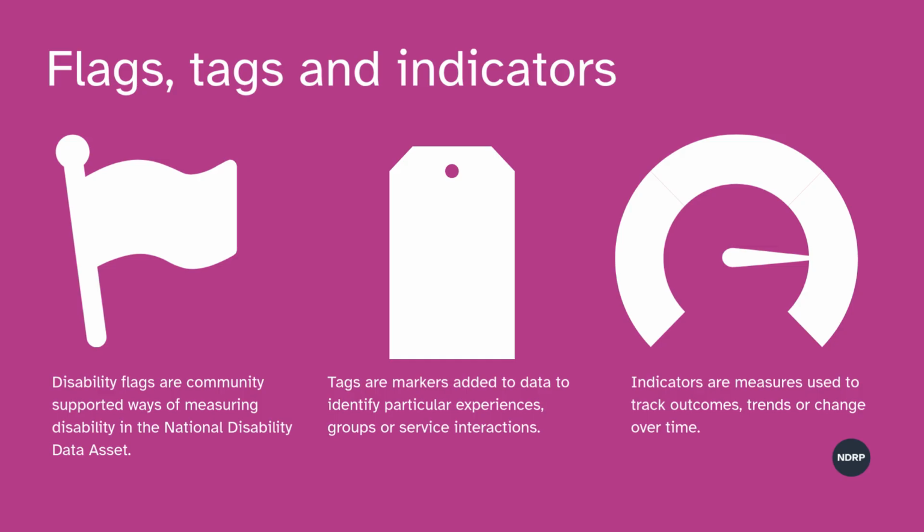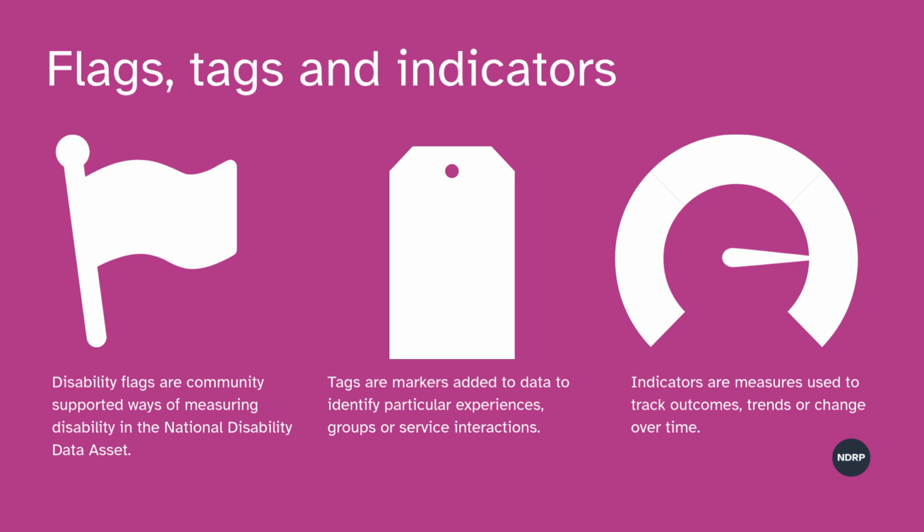Flags, tags, and indicators. Another thing you will often hear in disability data is the language of flags, tags, and indicators. And while they can sound technical, the ideas are actually quite practical. A flag is one way of identifying disability in data. In the National Disability Data Asset, disability flags are community-supported ways of recognising disability using information that already exists across systems. A tag is a marker. It helps identify something important in the data, for example, a particular service interaction, experience, or characteristic that researchers might want to understand more deeply.